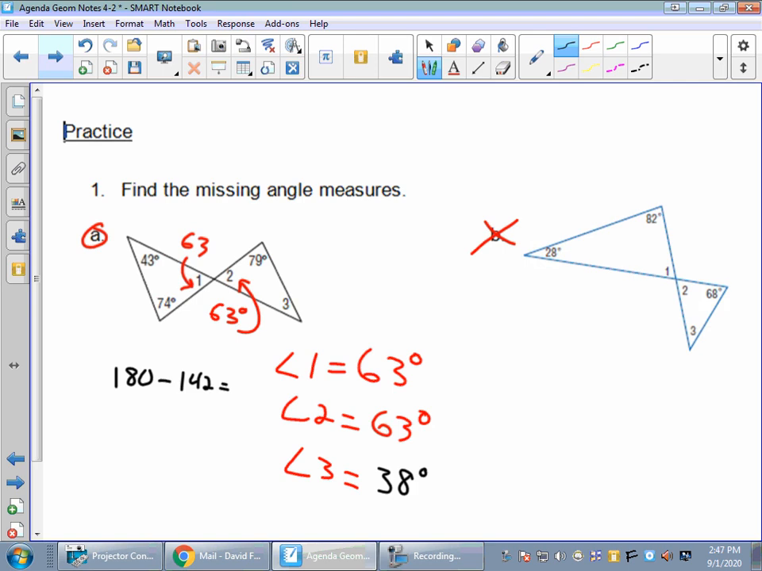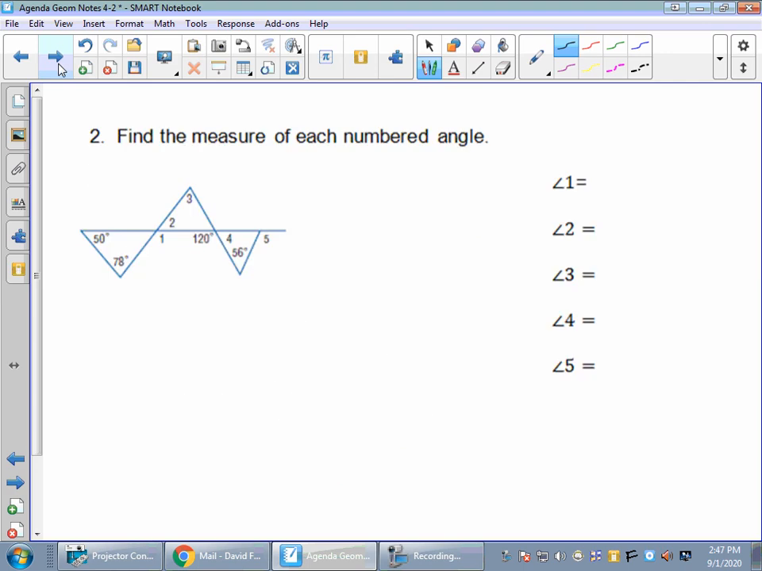Next, let's skip B and go to this one. All right, so we can use a lot of different theorems here.